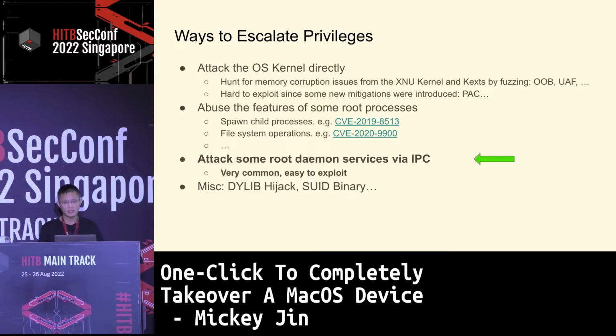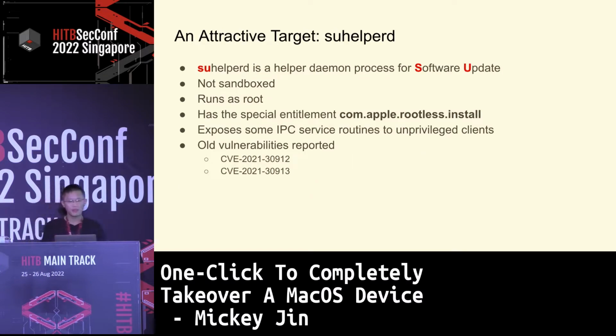The second is to abuse the features of some root processes, such as spawning child processes, reading or writing some special files, and so on. The third is to attack some root daemon service via IPC. And there are many other ways, for example, dynamic library hijacking, abusing the SUID binaries, and so on. Here, I will try to attack a root daemon service because it is a common way and easy to exploit. I found an attractive target daemon service named suhelperd.